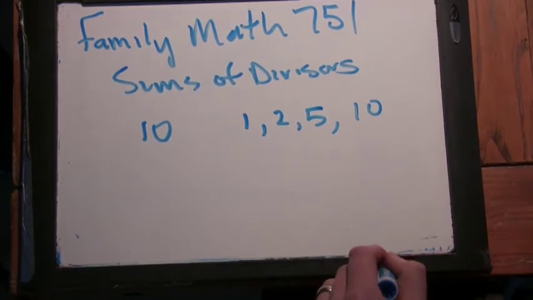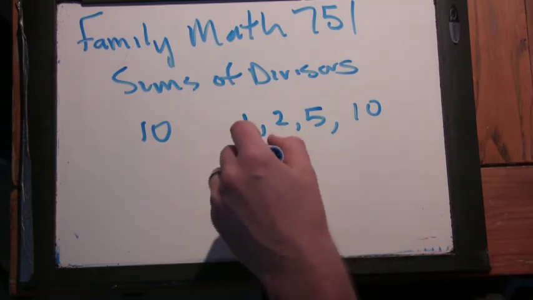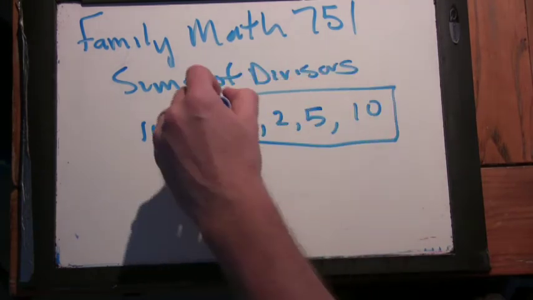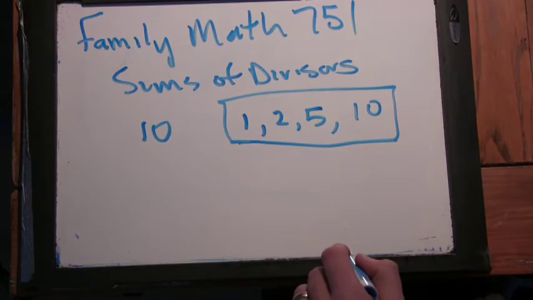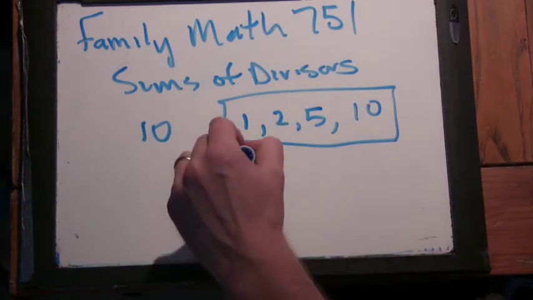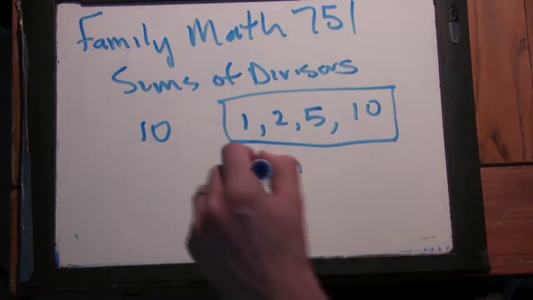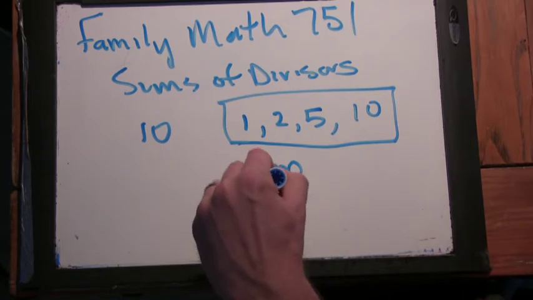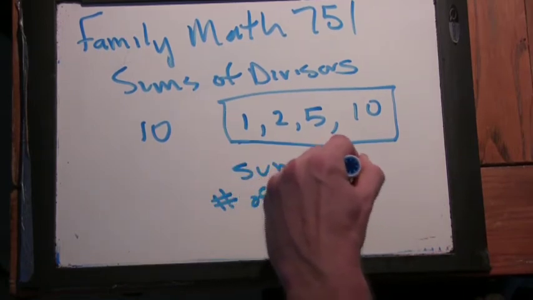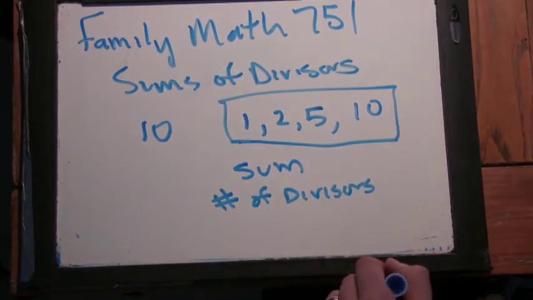Okay. And we can actually ask, what are some questions we can ask about the divisors of a number? Well, if you have a lot of divisors, how could you write the sum of the divisors? Okay, so we could talk about the sum. Like how to find the number of divisors. I guess how the number of divisors sort of tells you about how big the number is.